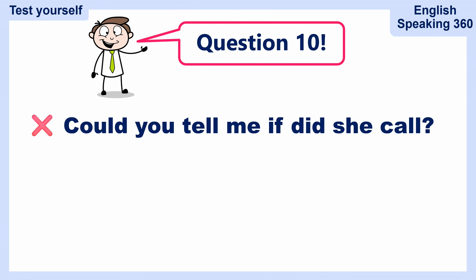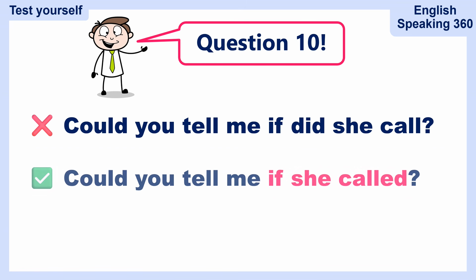Question 10. Could you tell me if did she call? The right version is, could you tell me if she called? Did call becomes called when you fix the verb. Excellent. Did you get 10 out of 10?